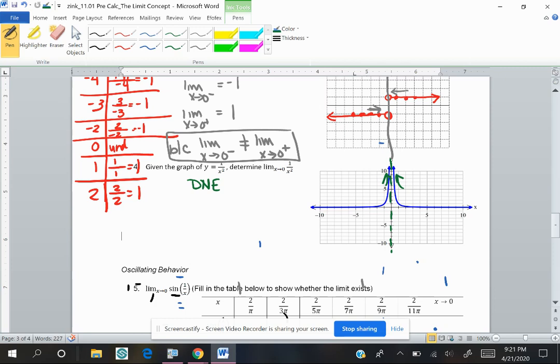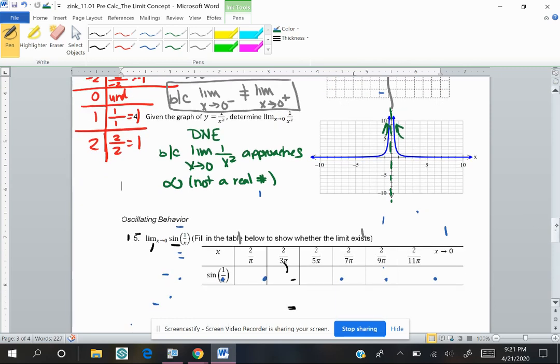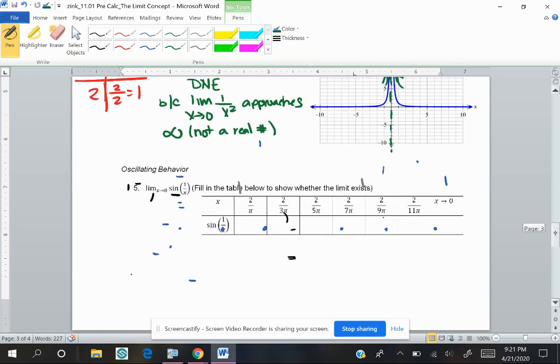Yes, they're going towards infinity, but anytime they are both going towards infinity, or one infinity and one negative infinity, it still does not exist because the limit as x approaches 0 of 1 over x squared approaches infinity, which is not a real number. So that's why we say it does not exist, because infinity is not a real number. So yes, it's approaching the same thing, but it's approaching something that's not a real number. So it does not exist. So that was option 2 in our box above.